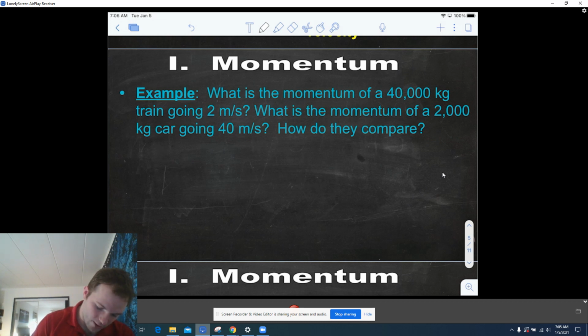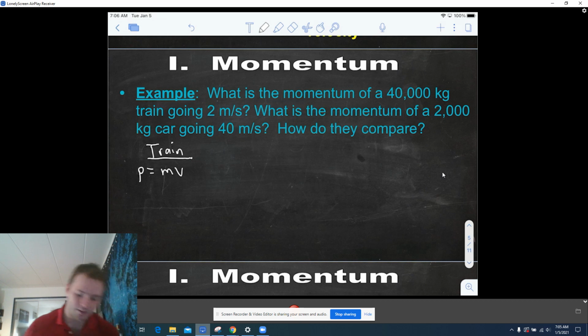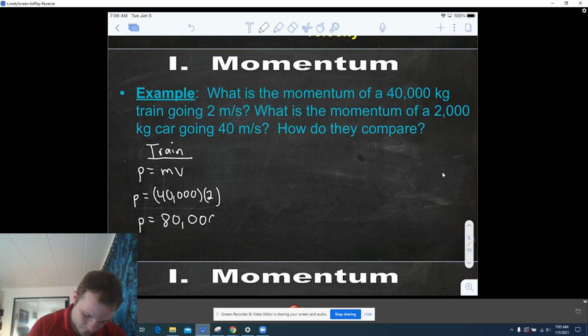So let's do the train over on the left. Our equation for momentum was P equals mv. Remember, P is momentum here. So I don't know momentum. I know the mass of the train was 40,000. The velocity of the train was 2. And now you can just multiply those together and you get the momentum. And the units were kilograms times meters per second.